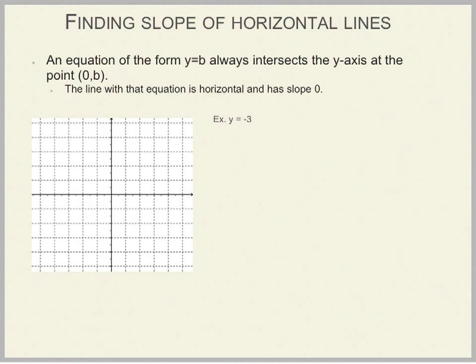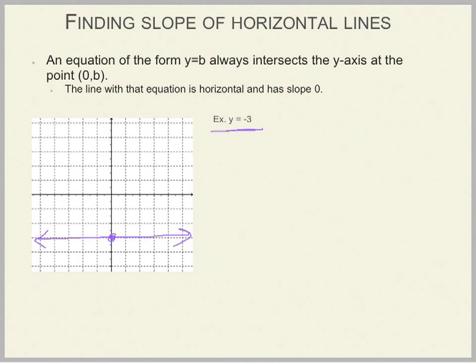In looking at the slope of a horizontal line, we know a horizontal line can be written in the form of y equals b, which always intersects the y-axis at the point (0, b). So given the equation y equals -3, I see that (0, -3) is a point on my line, and I can draw this horizontal line, recognizing that no matter what x value I'm given, my y value is always -3.